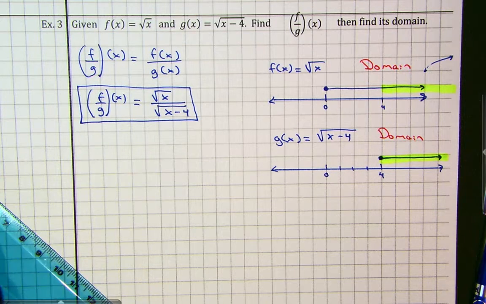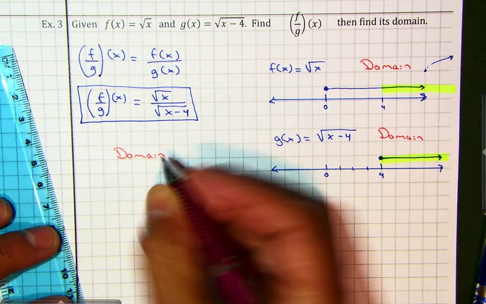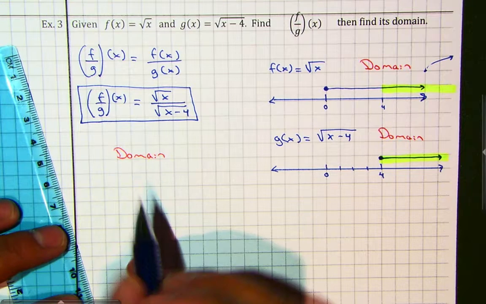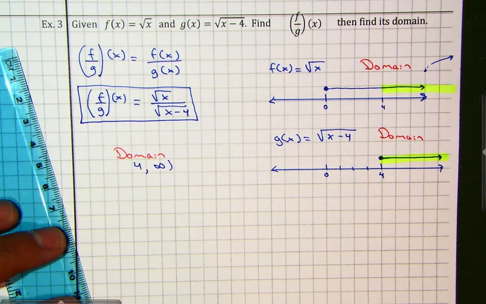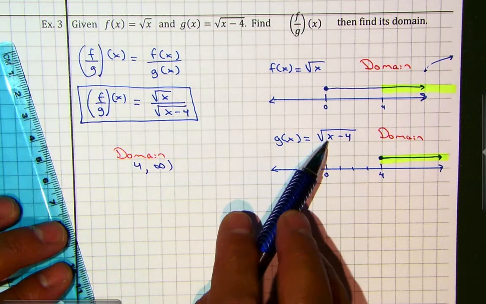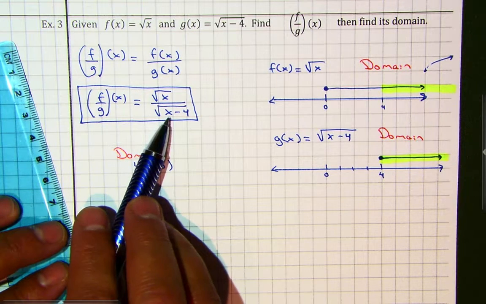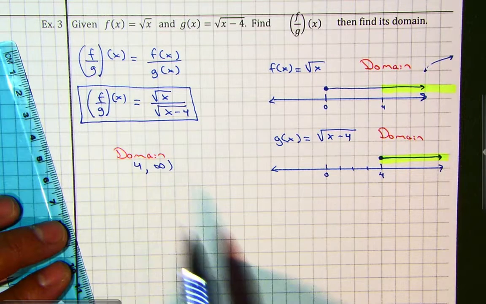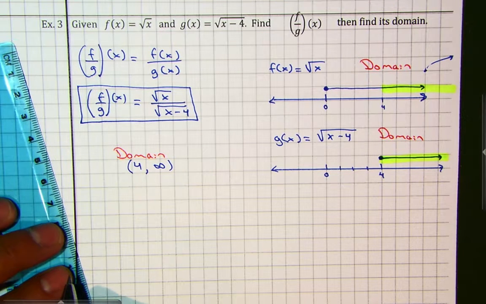So therefore, our domain, now the question is, can I plug in a 4? It will be from 4 to infinity. We know that infinity gets parentheses, but we have to be careful. Even though the domain for this one includes 4, if I plug in 4, 4 minus 4 gives me 0, and the square root of 0 is 0. So therefore, can I have a 0 in the denominator? So that's going to restrict it to an open parenthesis.